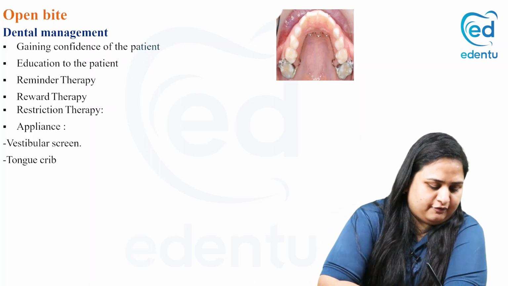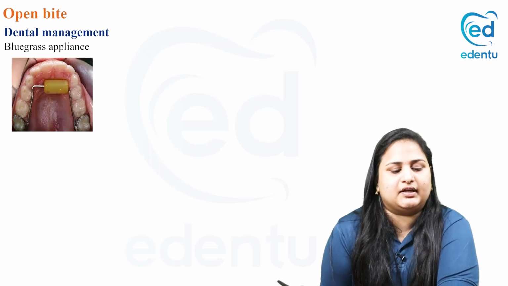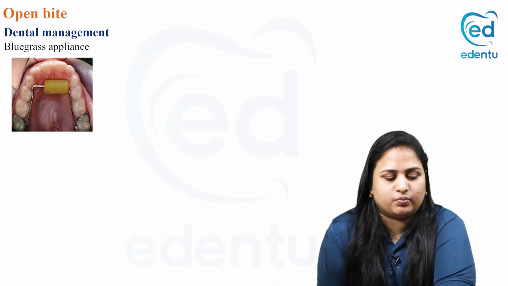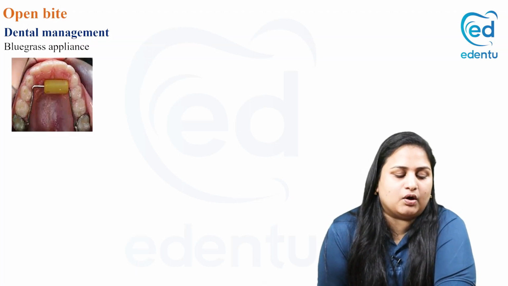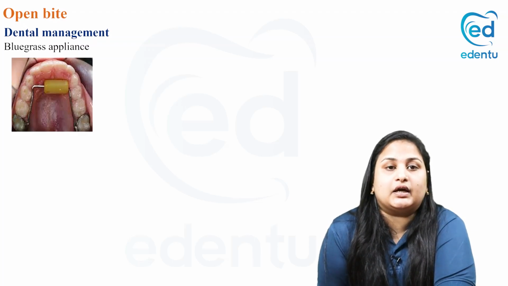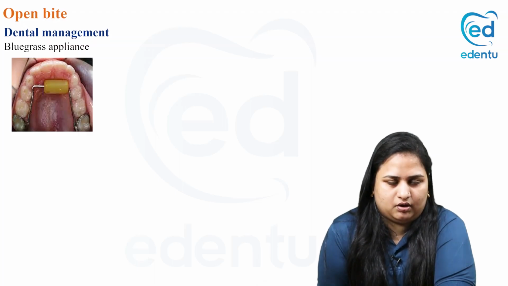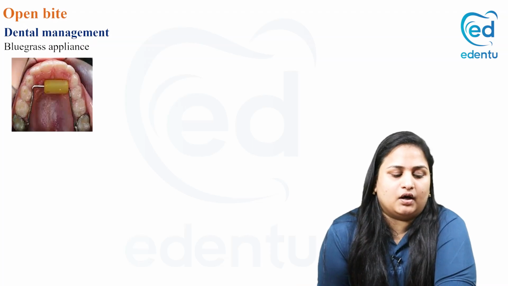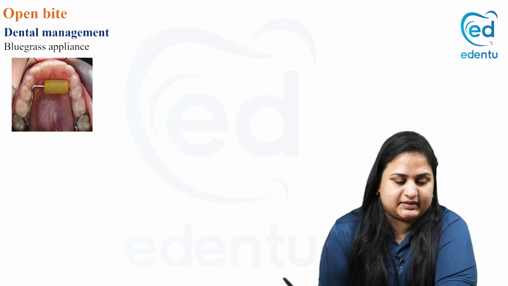But if the dental management concerned is through appliances, first we have the bluegrass appliance. As in the figure, this is typically how a bluegrass appliance looks. You have a roller, and the tongue is repositioned to touch the roller, and that's how the dental management takes place.